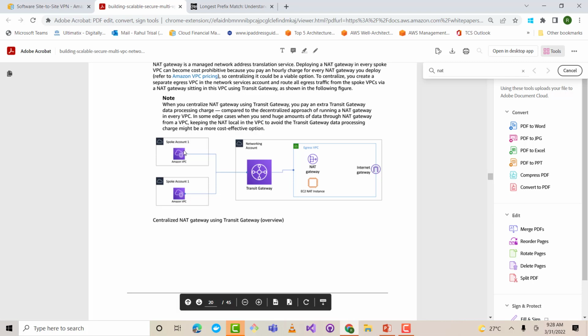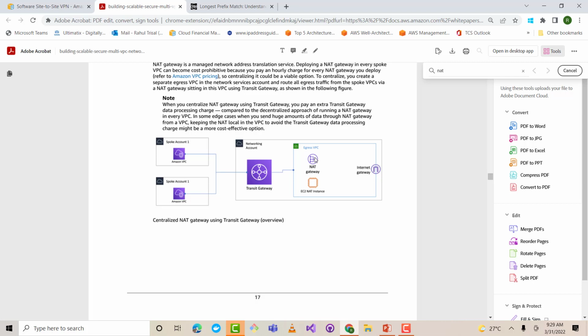Here you can see you have spoke account 1, spoke account 2, with multiple VPCs. So you establish some kind of hub and spoke. What you do is you route all the traffic from these spoke VPCs which need a NAT gateway through the transit gateway to this networking account, and then this goes to the egress VPC, the NAT gateway here, and it routes all the traffic via this NAT gateway. So you will save a lot of cost on the per-hour NAT gateway charges that you might have in multiple VPCs.